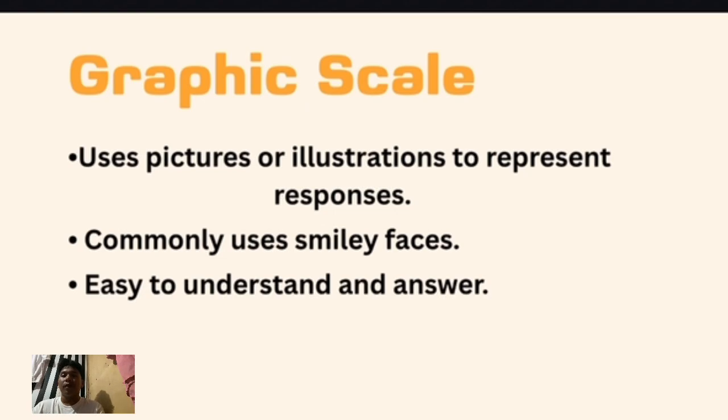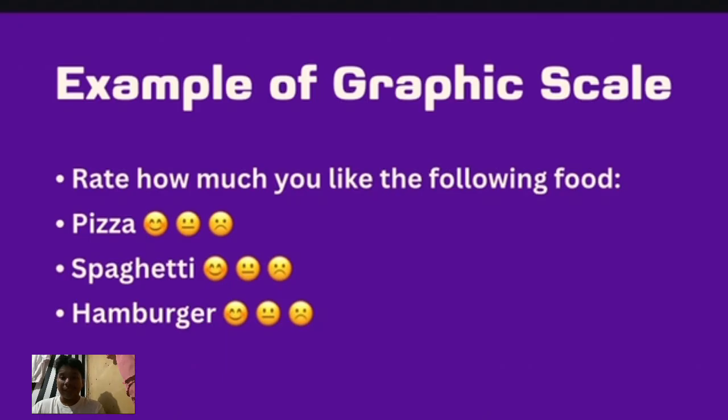So let us now look at an example. In this example, students are asked to rate how much they like certain foods, such as pizza, spaghetti, hamburger, etc. Instead of writing words, they simply choose a face that best represents their feeling. For example, a happy face means they like the food very much. A neutral face means they feel okay about it. And a sad face means they do not like it. So this makes the process simple, visual, and easy to answer.